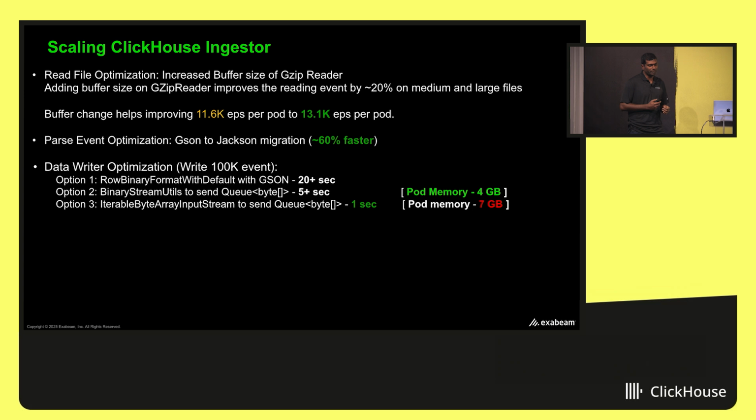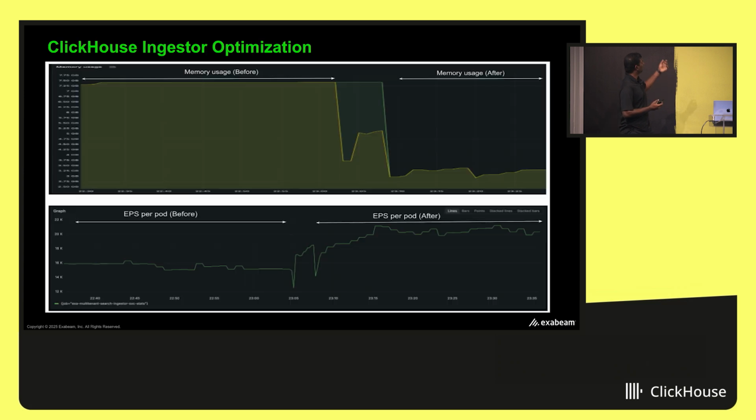it took pod memory of 7 GB. When we investigated, it utilizes an iterator, and due to the iterator, it is not eligible for garbage collection. We made a wrapper around that to eliminate the iterator approach so that it can be eligible for garbage collection immediately. This feature is already available in ClickHouse right now as a byte array queue input stream.